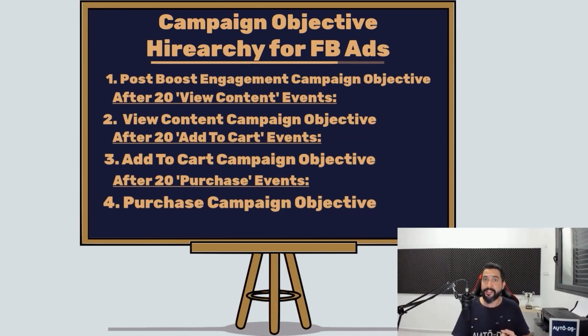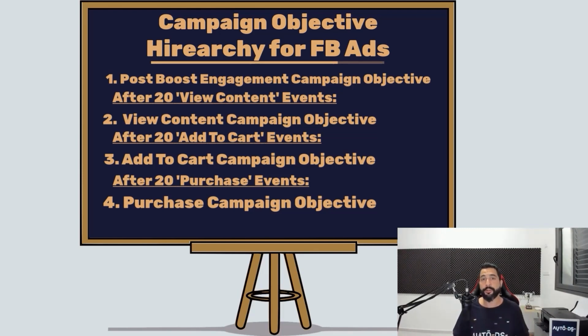After 20 view contents, we created a view content campaign objective and ran our ads on that. Then once we had 20 add to carts from the view content, we are going to create an add to cart campaign. Once you have 20 purchases from your add to cart campaign, that is when you are going to run a purchase campaign. Now your Facebook pixel at this point will be truly fed with the right audiences that love to add to cart and purchase products from what you are trying to sell, and it will keep optimizing itself from there. And that is where you are going to start seeing real sales and real profits.